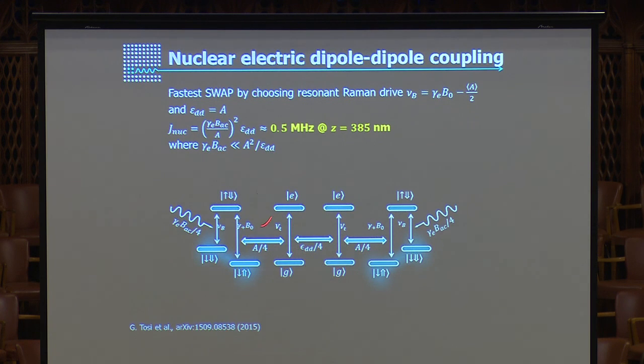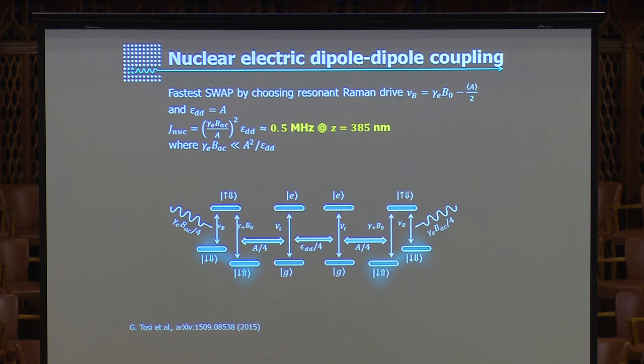And then again, you can do it even with the nucleus. And amazingly, for reasons that have to do with the optimal way to tune the states when you do it with the nucleus, if you do this Raman transition, so you have this AC magnetic field in addition to the electric dipole coupling, you can couple two nuclear spins with a half megahertz strength at, in this case, an optimal distance of 385 nanometers. I find this mind-blowing.